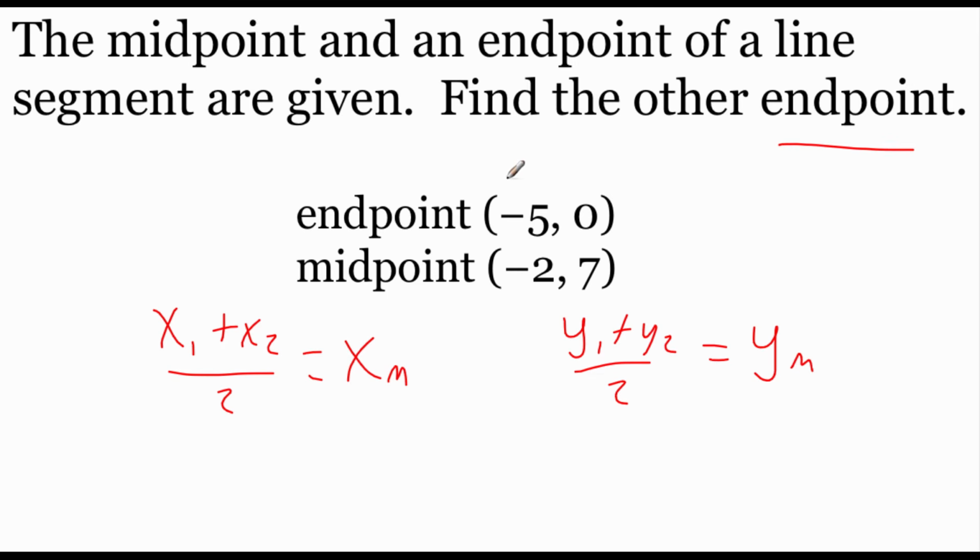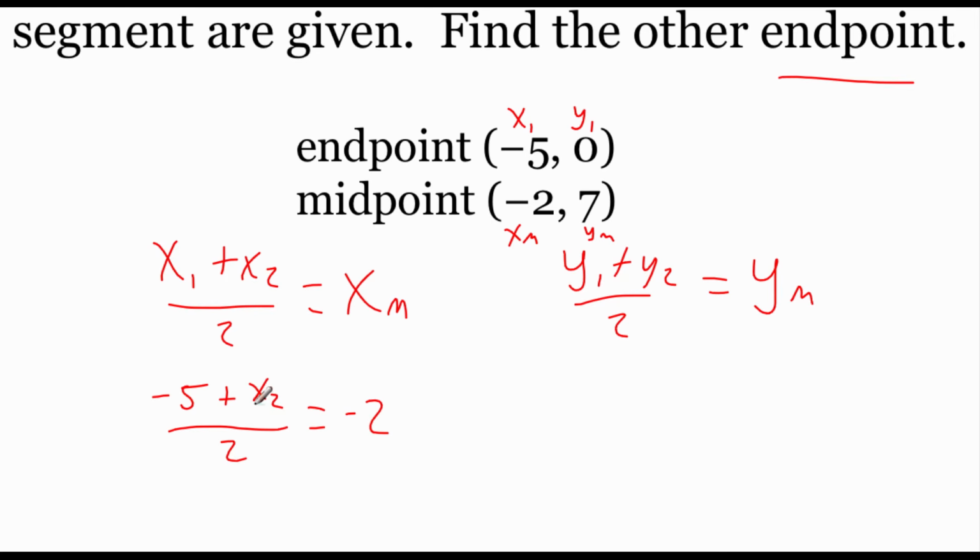With this first point, I'm going to call that my x1, y1 point, and for this midpoint, I'm going to call that my xm and my ym, since it's the midpoint. Now I'm going to start with this formula on the left-hand side, dealing with the x values. We know what our x1 value is, so we can just plug that value in, but we don't know what our x2 value is, so I'm just going to leave that alone. We don't have a value to plug in there. We've still got this divided by 2, and this equals our xm value, which is the -2 from the midpoint.